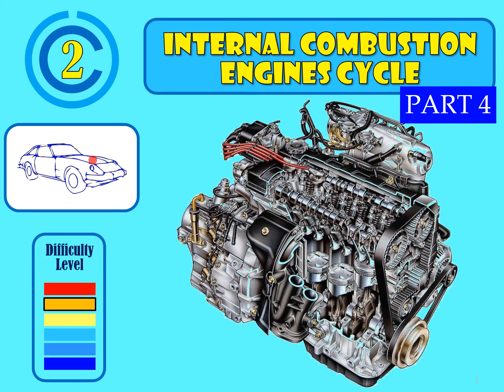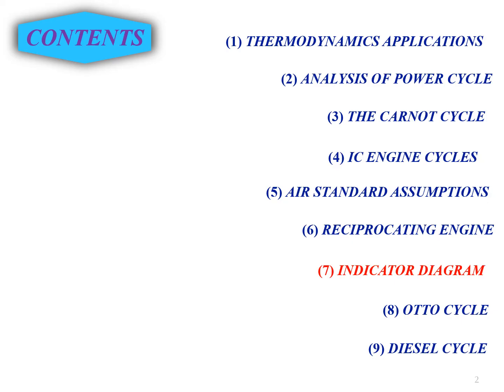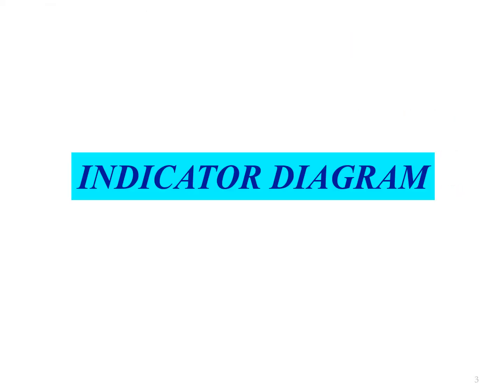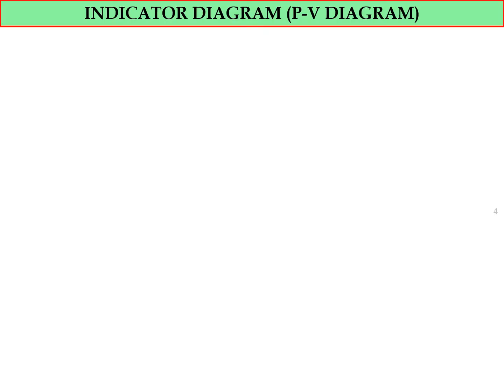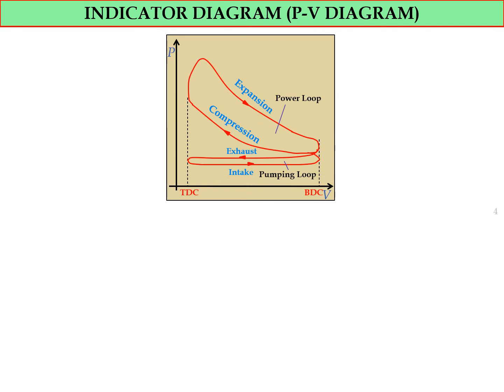So this is part 4, internal combustion engine cycles. In this video, I'm going to explain the indicator diagram, subtopic number 7. Indicator diagram, PV diagram. So this is the PV diagram.